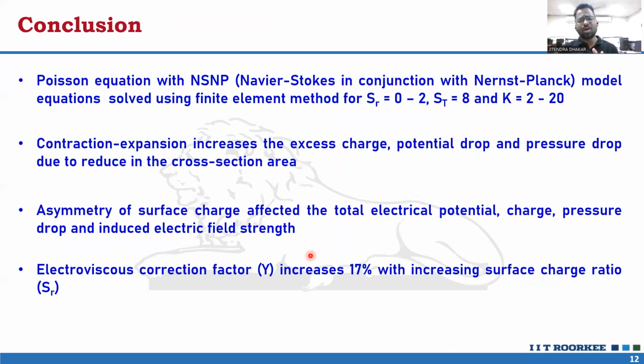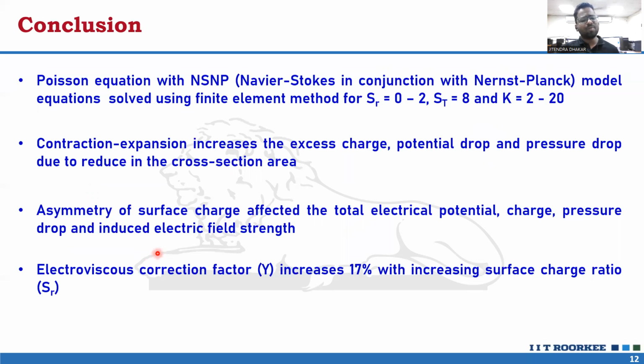Okay, so now comes the conclusion part. Poisson equation with Navier-Stokes in conjunction with Nernst-Planck model equations have been solved using the finite element method for given range of parameters. Contraction expansion in the geometry increases the excess charge, potential drop, and pressure drop due to reduction in the cross-section area.